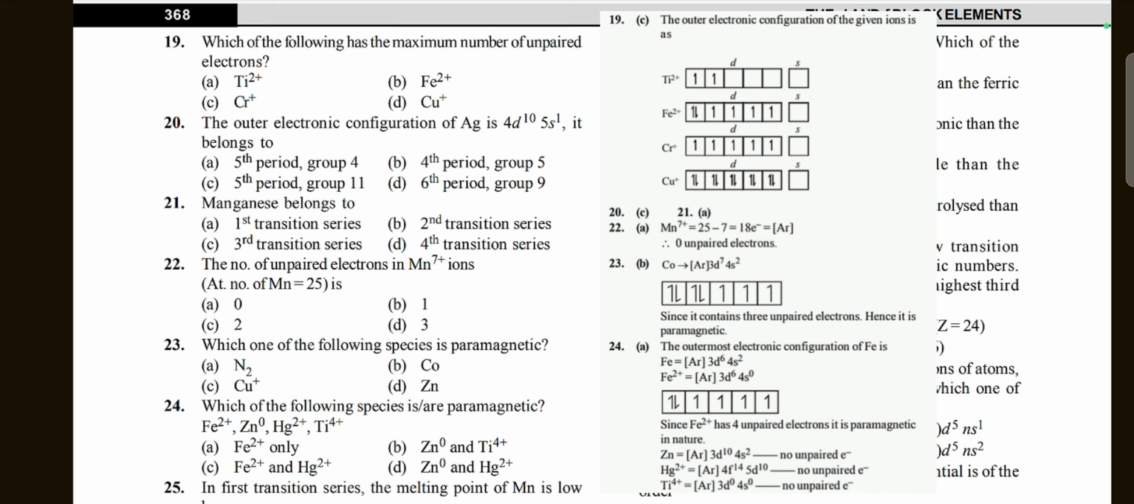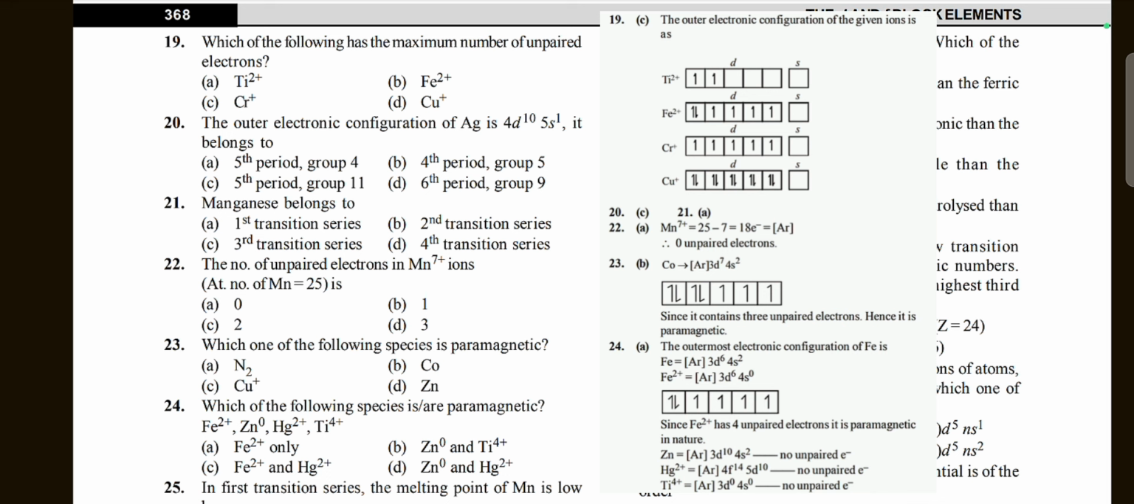So Mn7+ will have 25 minus 7, 18 electrons, which is equal to argon. So it will have 0 unpaired electrons. Option A will be the answer. Which one of the following species is paramagnetic? So here cobalt, option B, will have electronic configuration as argon 3d7, 4s2. So it will have 3 unpaired electrons. Hence it is paramagnetic. So option B will be the answer. Which of the following species are paramagnetic? So Fe2+ will have argon 3d6, 4s0 configuration, and it has 4 unpaired electrons.